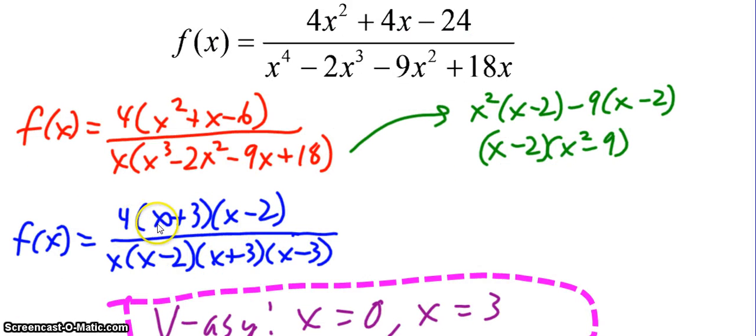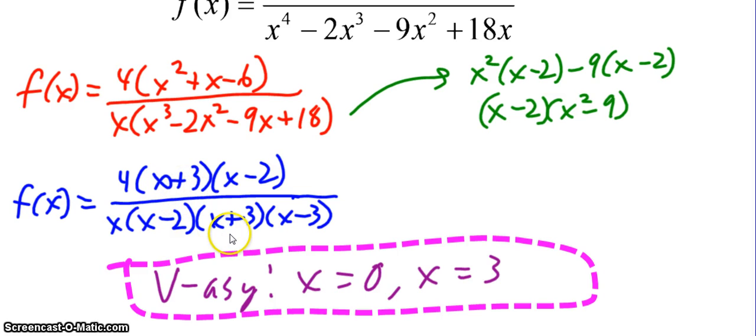And then I saw that, okay, I have a common factor of x plus 3. That's actually going to be a hole. A common factor of x minus 2, also a hole, and so I'm left with x and x minus 3 in the denominator, so that's where I'm going to get my vertical asymptotes of x equals 0 and x equals positive 3.